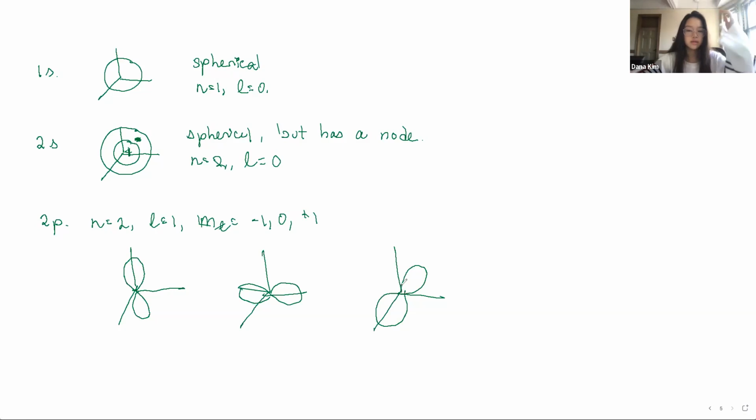Professor, I have a question. Yeah, go ahead. So you mentioned that it moves as a wave function, but I don't really understand how it does that within a spherical area.